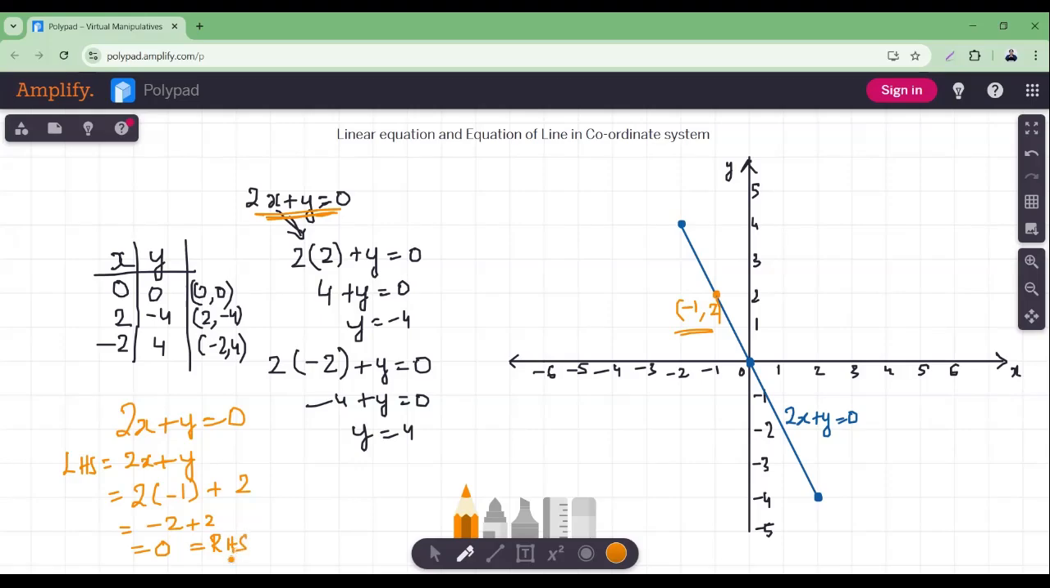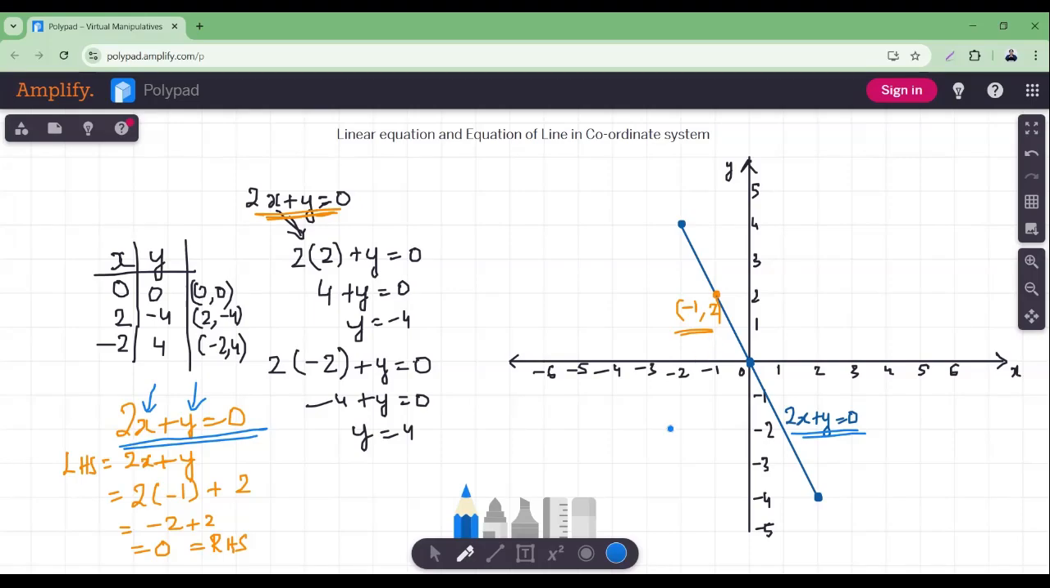That means if I am putting x value as minus 1 and y value as 2 here, it is satisfying this equation, and thereby this line has this equation. Why? Because any point on this line satisfies this equation. So from the equation, we were able to draw a line. This is how we do it, and that is how it is connected.